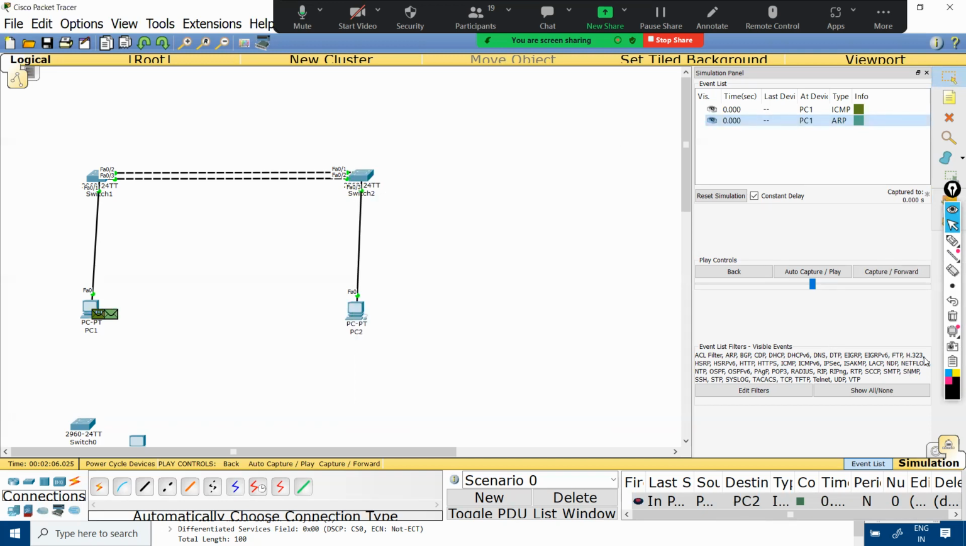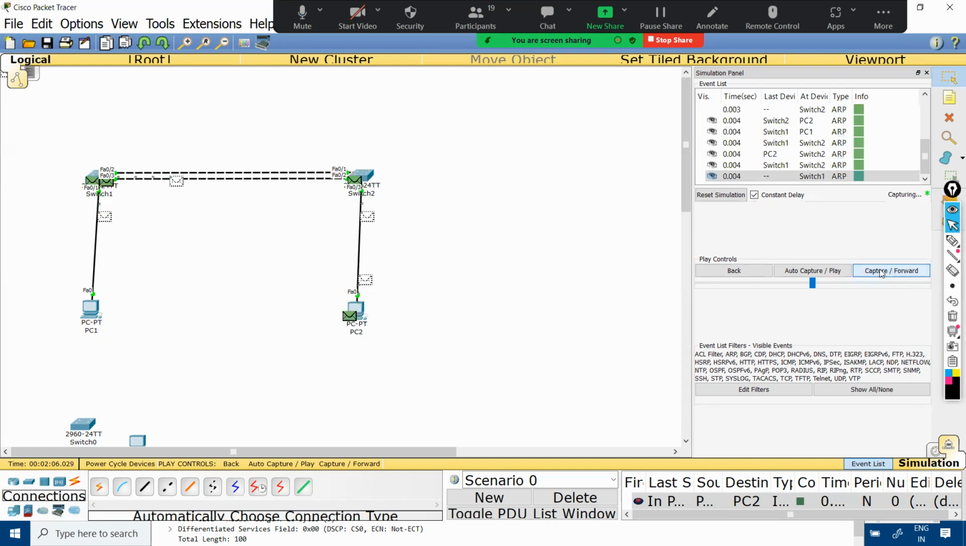Now what will PC1 do? Maybe forward the packet to switch 1. Now what will the switch do? It will send the 2 packets to switch 2. Can you see that? 2 packets. Now what will switch 2 do? He will send 1 packet to PC2 and 1 packet to PC1. Only 1 packet. And then again, switch 1 will send this packet to switch 2.